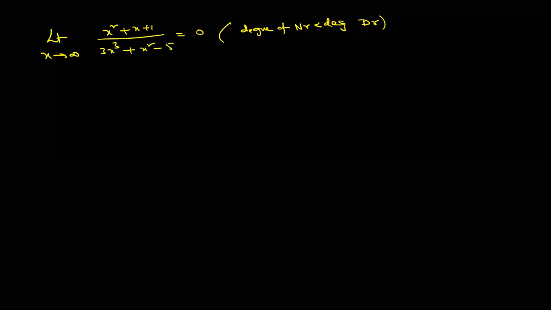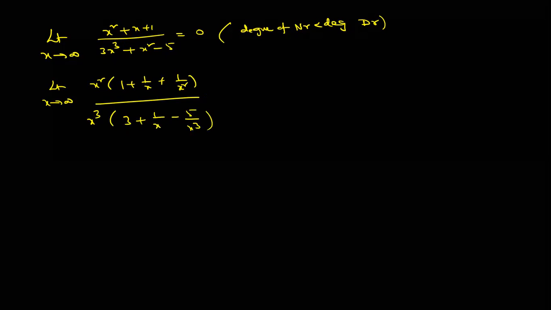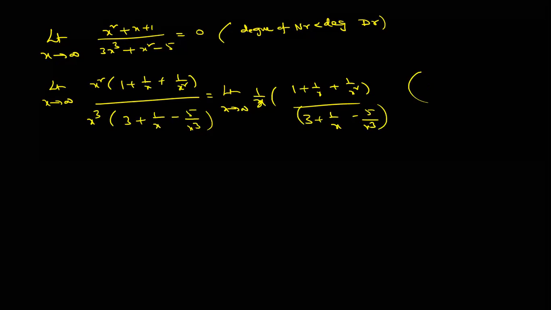Let us see how. Get ready. Dear students, see, I'm giving the solution explanation. Here, take x square as a common factor: x square into (1 plus 1 by x plus 1 by x square), by take x cube as a common factor: x cube into (3 plus 1 by x minus 5 by x cube). So dear students, when x tends to infinity, then 1 by x tends to 0. 1 by infinity means 0 is coming, see. So please remember this one whenever you are talking about polynomials, two polynomials.